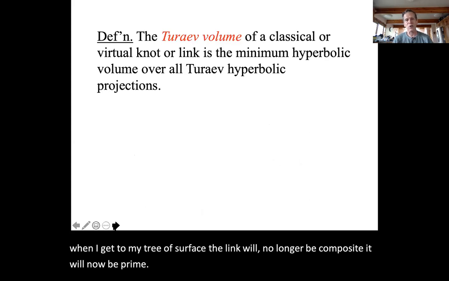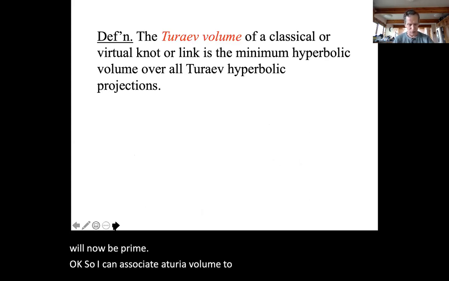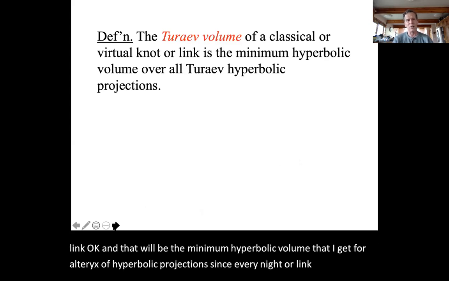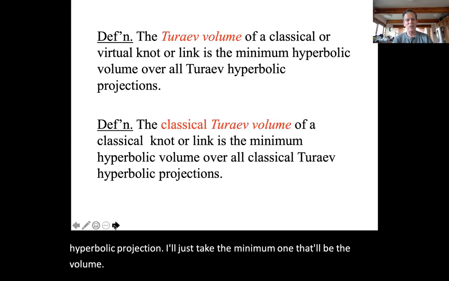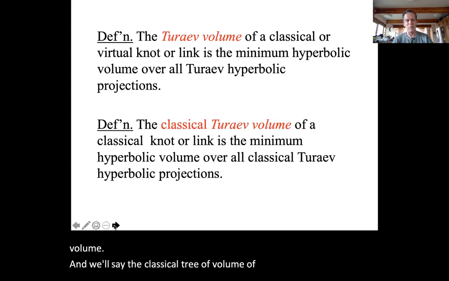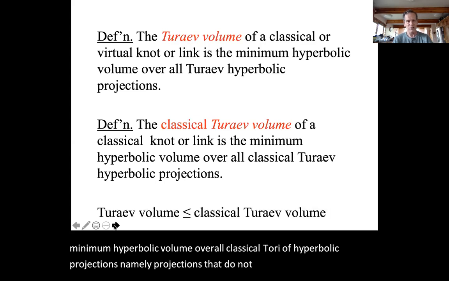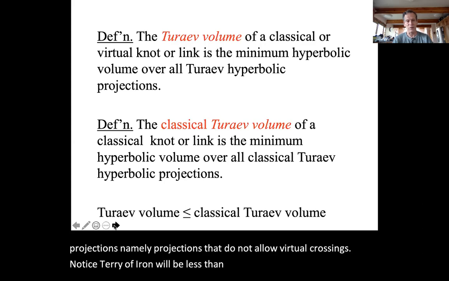Okay, so I can associate a Turaev volume to any classical or virtual knot or link. And that will be the minimum hyperbolic volume that I get for all Turaev hyperbolic projections. Since every knot or link has a Turaev hyperbolic projection, I'll just take the minimum one. That'll be the volume. And we'll say the classical Turaev volume of a classical knot or link is the minimum hyperbolic volume over all classical Turaev hyperbolic projections, namely projections that do not allow virtual crossings. Notice Turaev volume will be less than or equal to classical Turaev volume, since the classical case is more restricted.